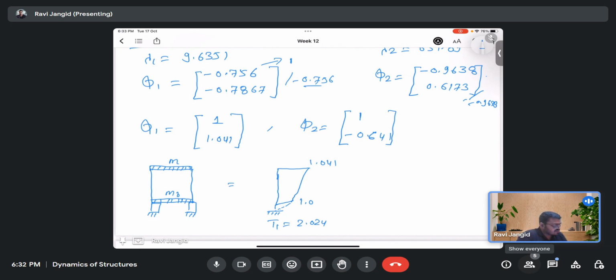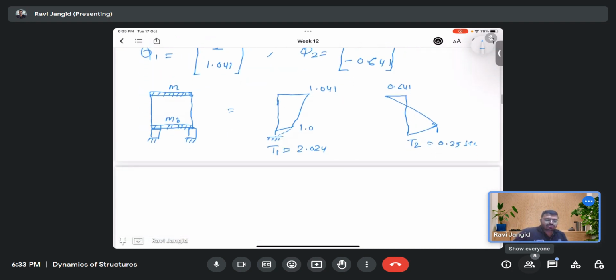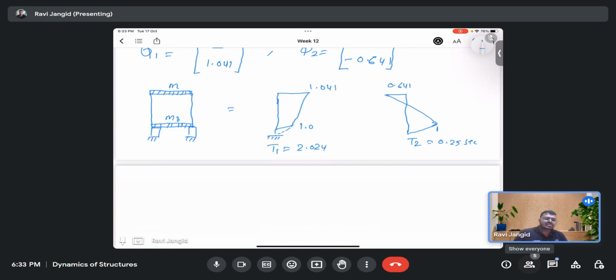Then the mode shape 2, in that it is 1, and then in the negative it would be 0.641, but T2 is 0.25 second. So now after getting this, I need to do modal response analysis. So the modal analysis, how can we do that?